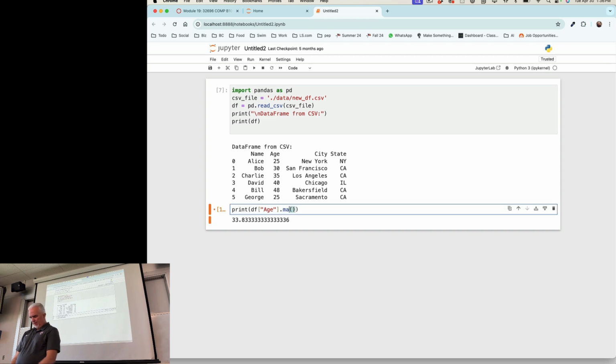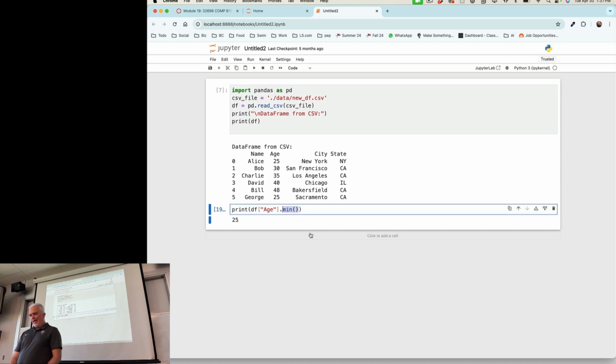I could find the maximum age, the oldest person, the youngest person. So you can find out this very high level information. It's probably not what you'd call data science all by itself, but it's a good lead in. It starts to help us understand some of the problems.